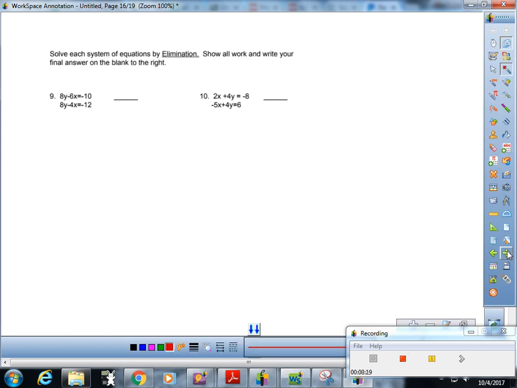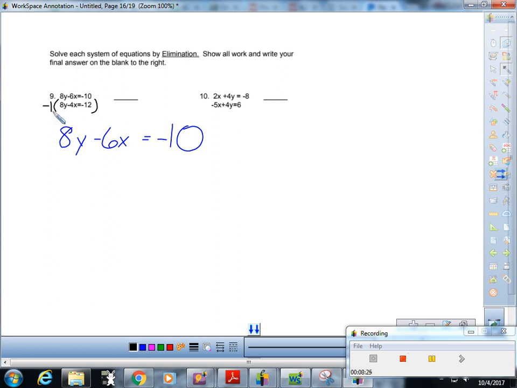Alright. Now a different method. And this is called elimination. And when we use elimination, we want these two numbers here to cancel. So 8y minus 6x equals negative 10. I'm just going to write it out with more space. Now, what I'm going to do is multiply the bottom one, the whole thing, by negative 1. And what that gives me is negative 8y plus 4x equals positive 12. Okay?